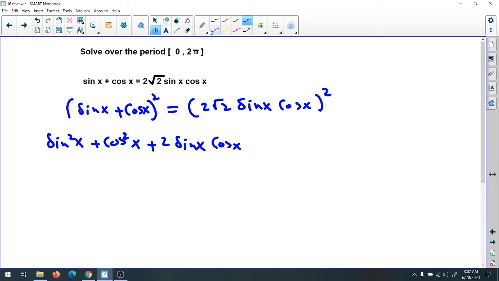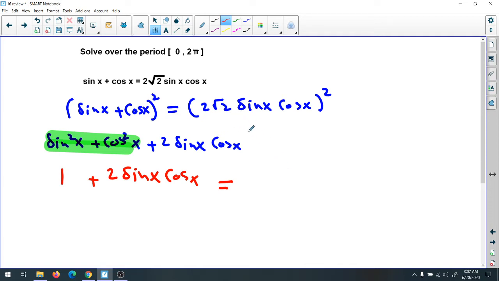And as we know, sine squared plus cosine squared equals 1. So we will replace sine squared plus cosine squared with 1, and we copy 2 sine x cosine x. So we work a little bit on the left side. We keep it for now, and let's see what the right side will be.